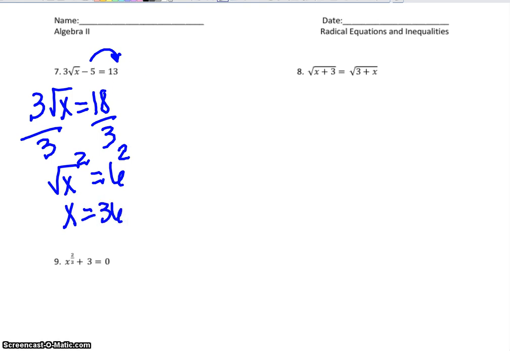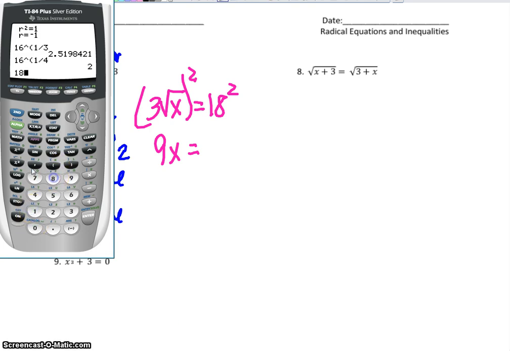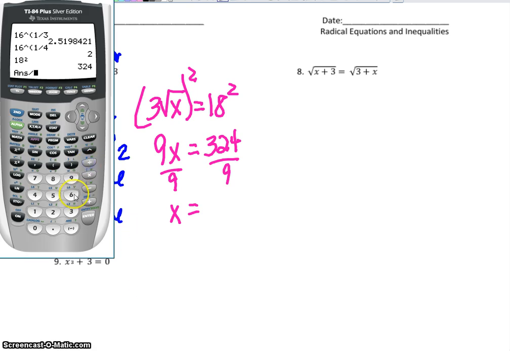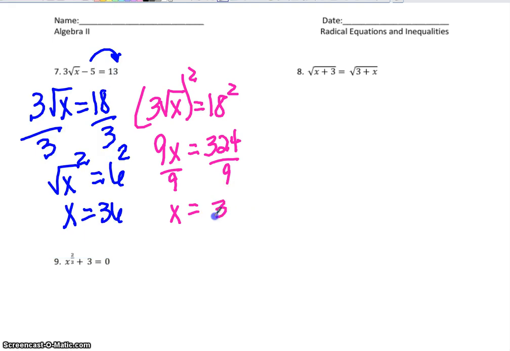If you had done it the other way, it would look like this. 3 square root of x is equal to 18. And you would square this side and this side. 3 squared is 9. Square root of x squared is x. Equals 18 squared, which is 324. Then you're going to divide both sides by 9. And you get x is equal to 36. You get the same answer either way. You got smaller numbers to deal with than the first way. So that's the way I recommend.